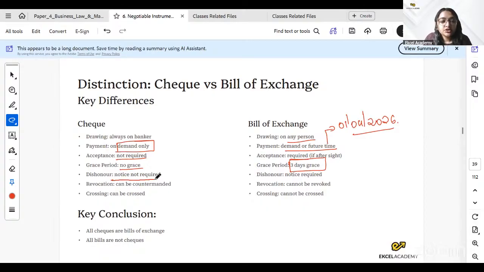Dishonor, your notice is not required. Here, your notice is required. Revocation, a check can be countermanded. However, your bill of exchange cannot be revoked. Crossing, a check can be crossed. Here, it cannot be crossed. So, grace period and crossing is something that we'll be understanding in detail a little later. So, all checks are bills of exchange. Why? Because it is a bill of exchange drawn on a banker. All bills are not checks. Why? Because bills may be drawn on any person apart from a banker as well.